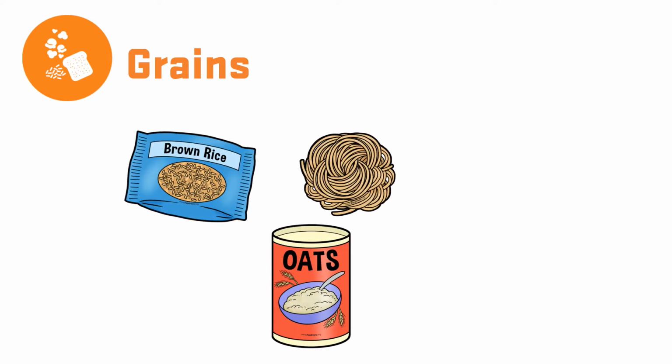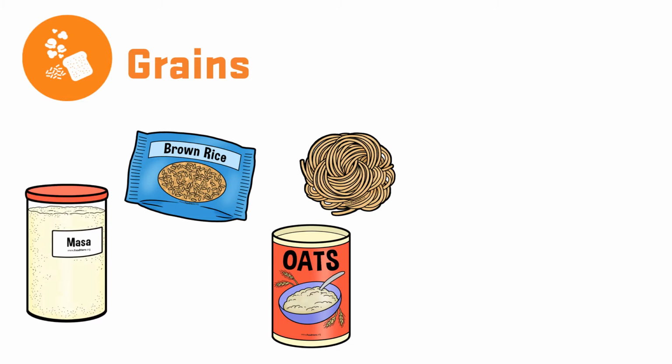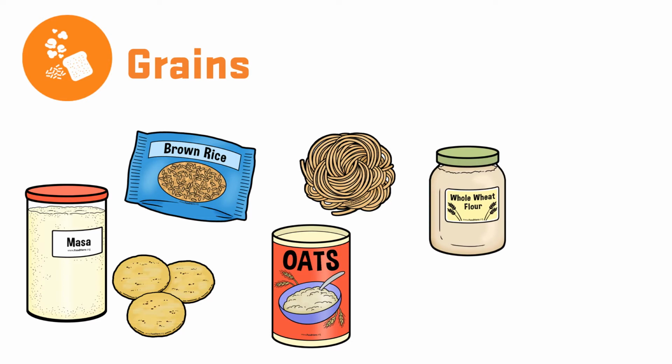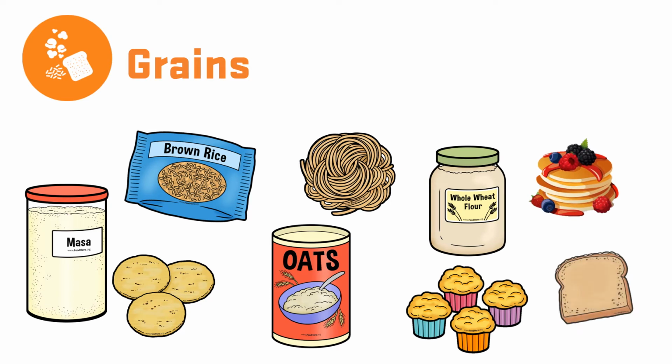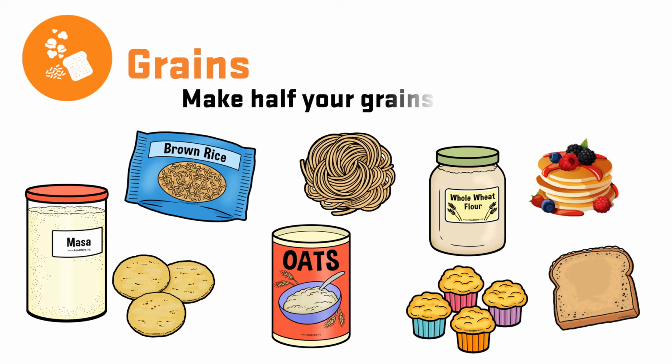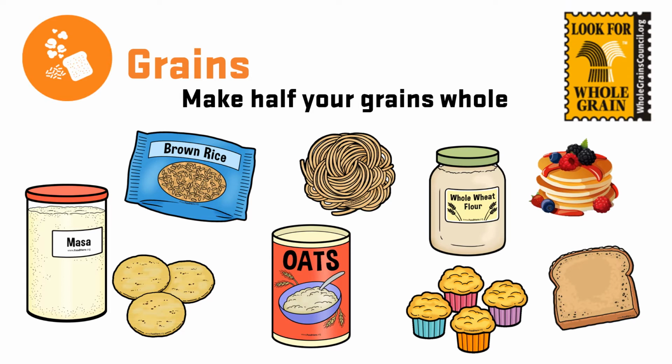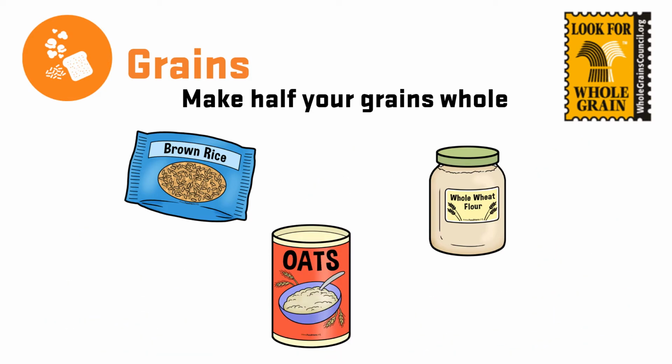Before we begin, let's review what types of foods belong in the grains group. Brown rice, oats, and pasta are some examples. Masa is made from dried corn, and we can use it to make tortillas. Flour is also in this group, and we use it to make other grain foods such as muffins, pancakes, and bread. Do you remember the key message from this group? We want to make at least half of our grain choices whole grains. When shopping, you can look for this label if you are unsure if a food is a whole grain. Some examples of whole grains are brown rice, oats, and whole wheat flour.